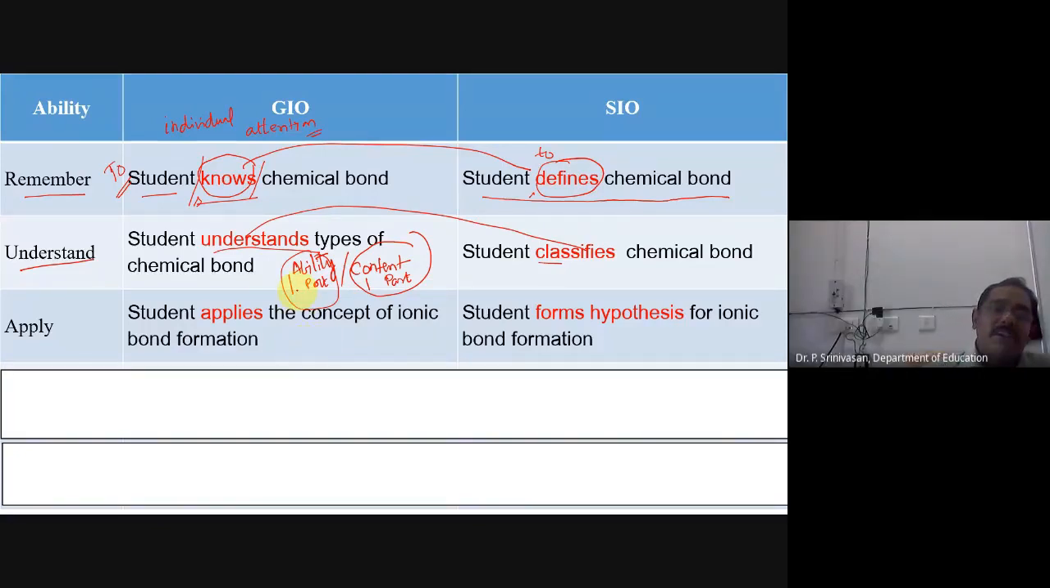Okay, so applies belongs to the general, inactive, non-observable, non-measurable category. Forms hypothesis is active, measurable, observable. As like you formed a hypothesis, the train may come or may not come. Like that, students forms hypothesis for ionic bond formation. Okay, this is how we have tried.